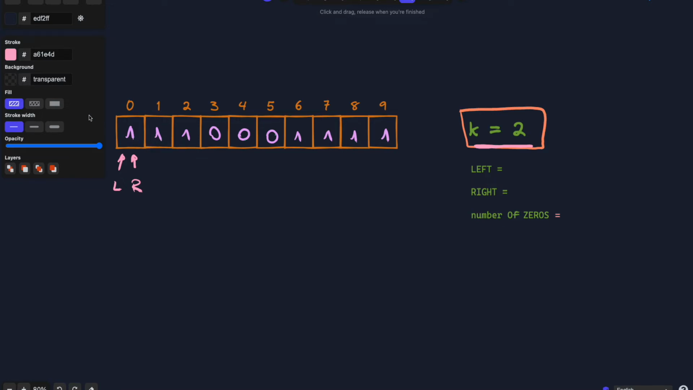Because if we don't have any zeros, we could just keep going towards the right. As we said at the beginning, we need to traverse the whole array. Right now we don't have any zeros. So we'll have a variable, result so far, and our result so far will be equal to right minus left plus 1.